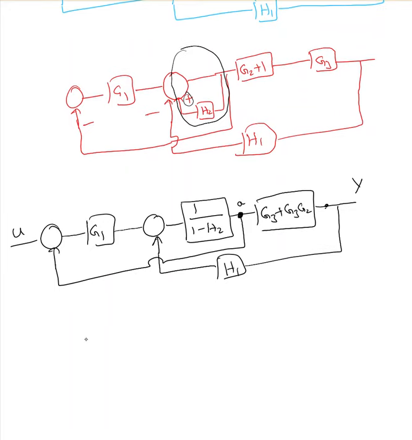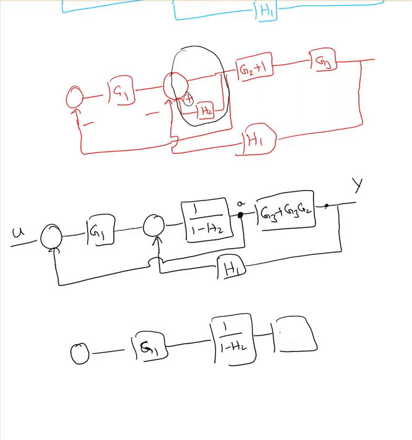So it's going to have z1, that's z1, and I have 1 over 1 minus h2, and then I have z3 plus z3 z2.